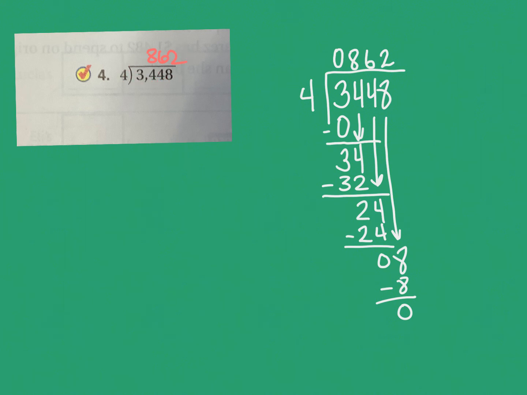So if I multiplied 862 times 4, I better get 3,448. If I don't, I've done something wrong. 4 times 2 is 8. 6 times 4 is 24. 4 times 8 is 32, plus 2 more, 34. I did it right. Division is the inverse or the opposite of multiplication. So you can always check it with its inverse property or its inverse calculation. All right, I think you've got this. I think you're ready. Go get it.